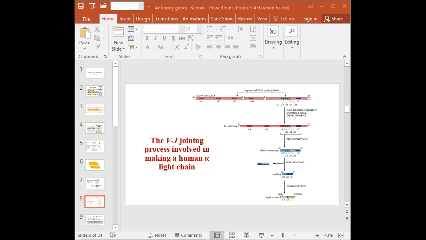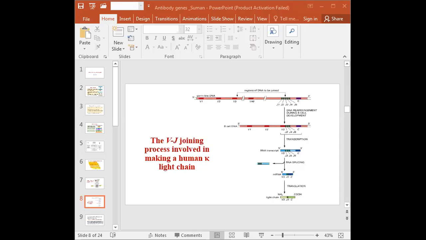So if you look into the kappa L chain genes, the genome organization of the human kappa locus is as follows. A single constant region is located towards the centromere, and a cluster of five joining regions, J regions, occur immediately 5 prime to the C kappa gene. A large cluster of 76 variable gene segments is located further upstream of the J region, or the joining region.